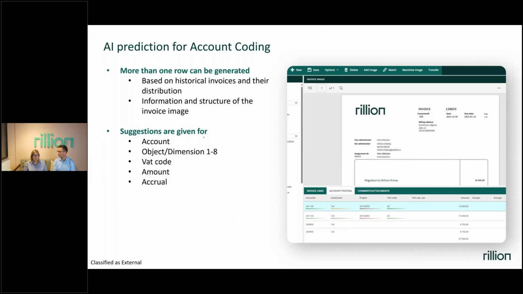The coding will be done on all your dimensions. So it will set the GL account. It will set your cost centers and projects, or whatever you have. So all your dimensions. It will also suggest the VAT code, tax code, amount, and also it can do accruals of the invoice amount. So the entire coding will be done based on AI.